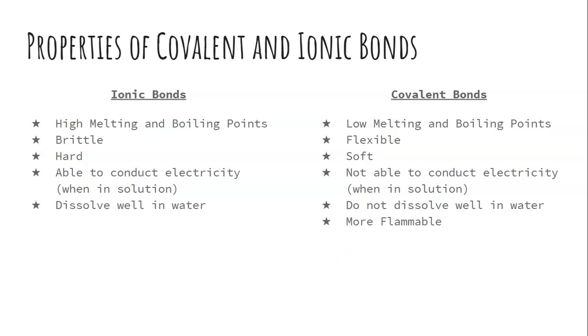Ionic bonding has high melting and boiling points. They're brittle, which means they're easy to break. They're hard. It's able to conduct electricity when it's in solution, and they dissolve well in water.